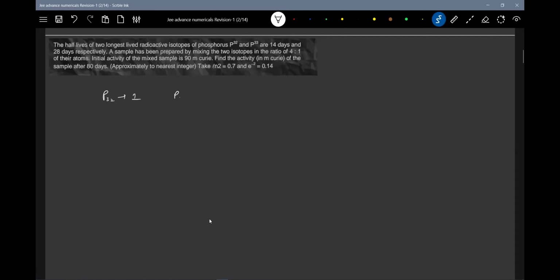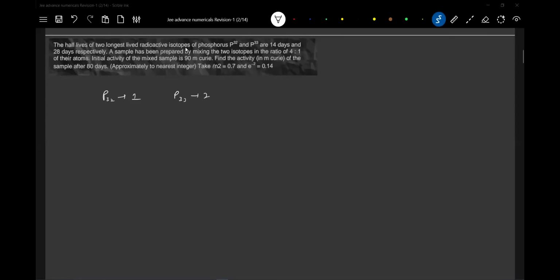Let me call this substance 1. This is substance 2. Let me call phosphorus 32 as substance 1 and phosphorus 33 as substance 2, sample 1 and sample 2. So what is the half-life? It's telling 14 days for this one. So can we write it like this?